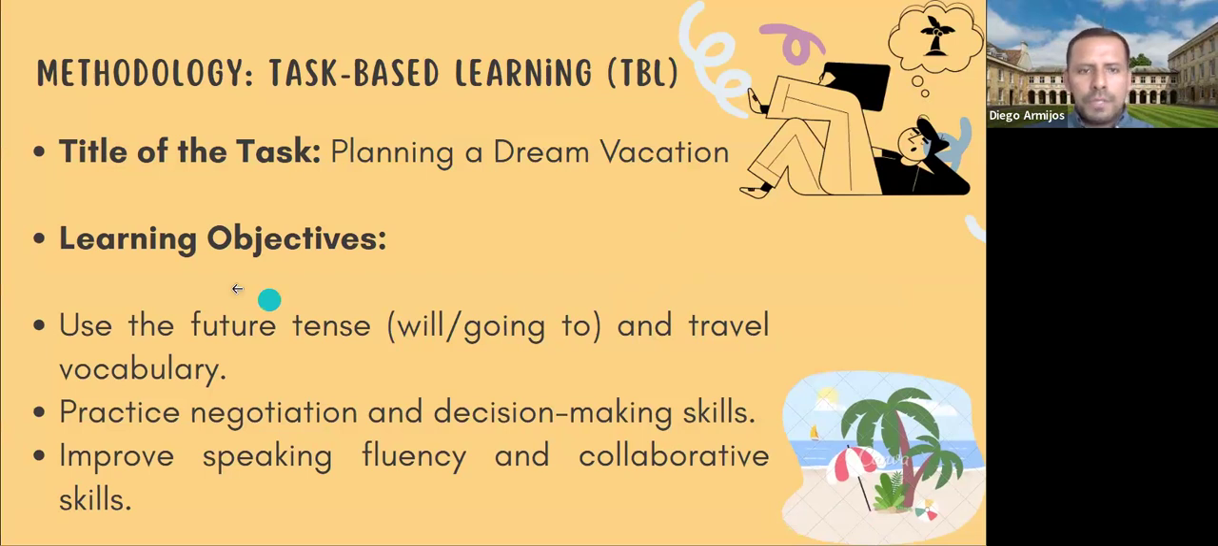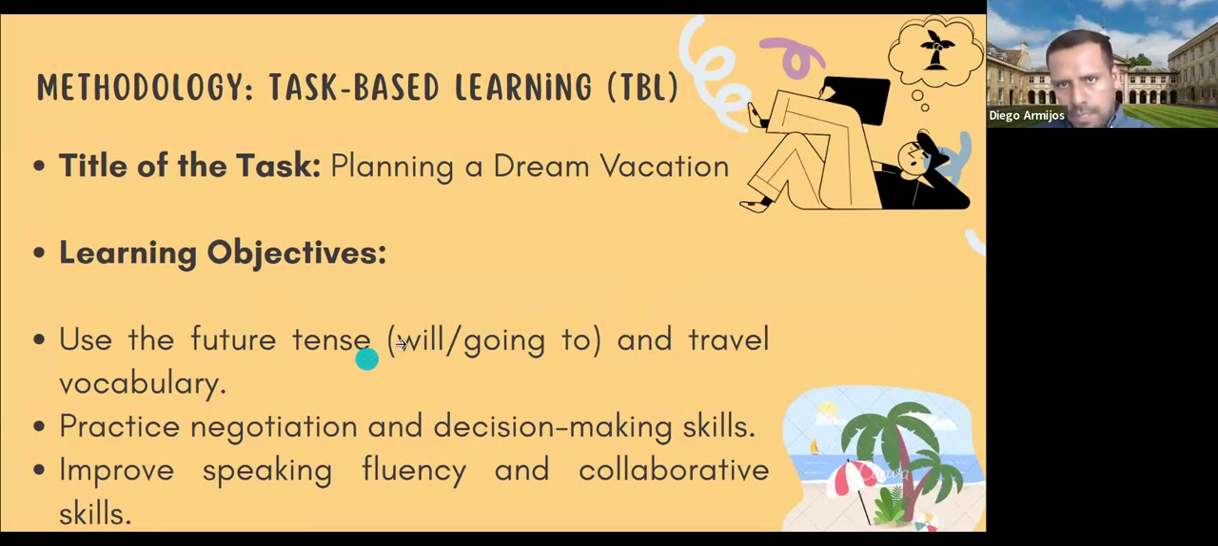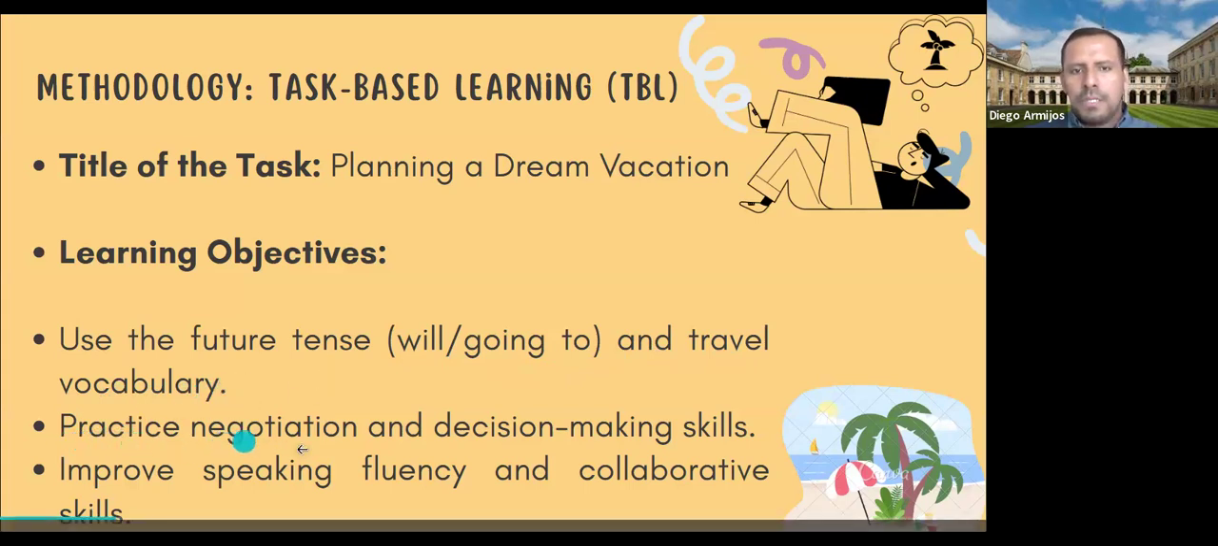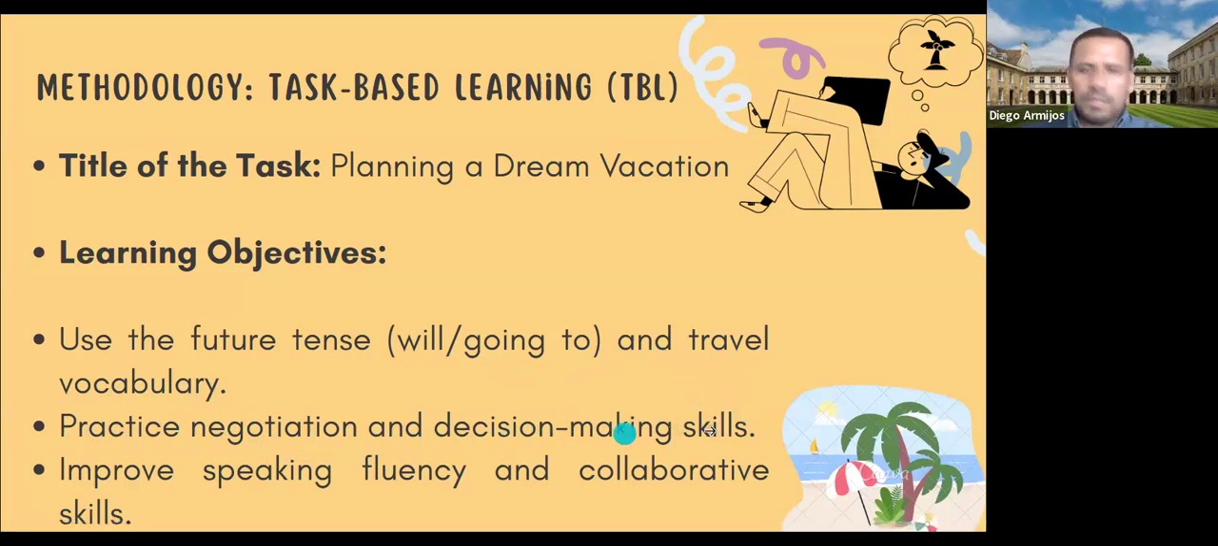First of all, we use the future tense, because it's a dream vacation. We're going to use will or going to. And of course, I'm going to teach you a little bit about travel vocabulary, okay? Then the next objective, we have to practice negotiation and decision making skills, which is good in order to decide which place to go, what you are going to do, how many days you are going to stay, etc.